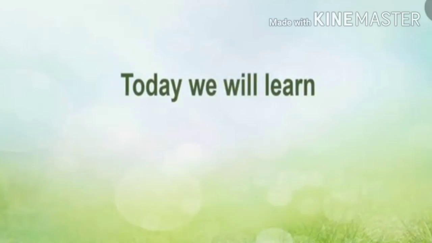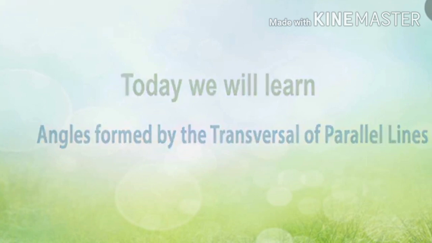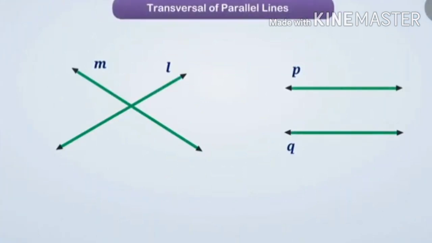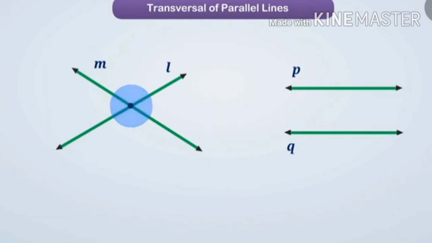Today we will learn about the angles formed by the transversal of parallel lines. Look at these pairs of lines. Can you tell us any difference between them? Give it a thought. Let us tell you. In this pair, two lines are intersecting each other. Such lines are called intersecting lines.